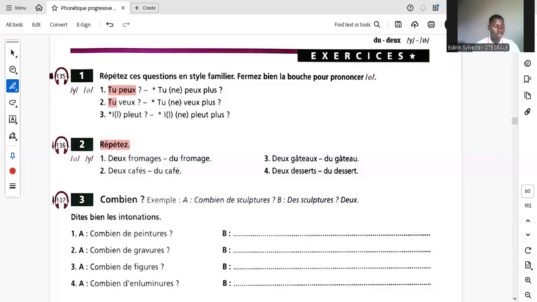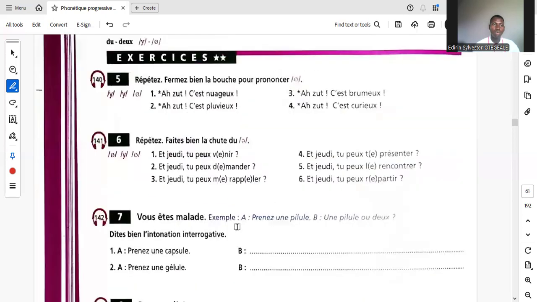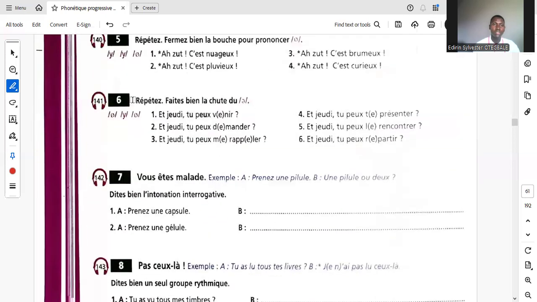And this is going to be 141. So as you can see, let me scroll to 141. So we're taking this recording, this number 6 recording. Let's see how far we can go with it.